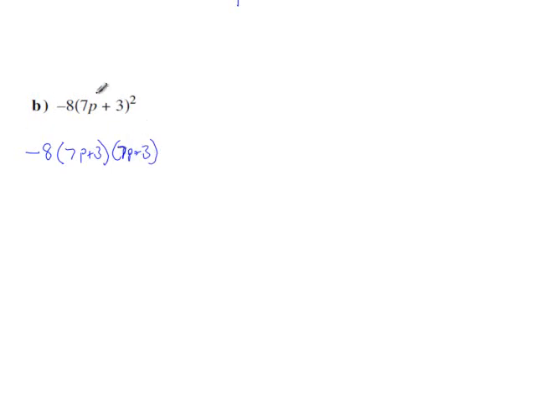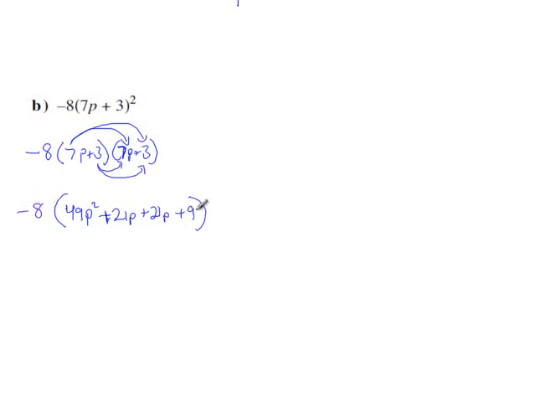Okay, and I'll choose to expand the binomial first. So 7p times 7p, 7 times 7 is 49, p times p is p squared. 7p times positive 3 is 21p. So you'd have plus 21p there. 3 times 7p is positive 21p. And 3 times 3 is 9. Now this whole result has to be multiplied by negative 8. So since the whole thing has to be multiplied, put brackets around it. Never forget your brackets.